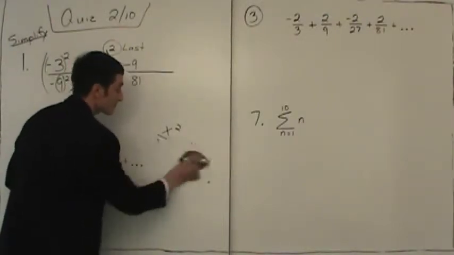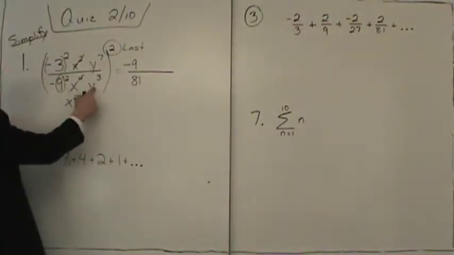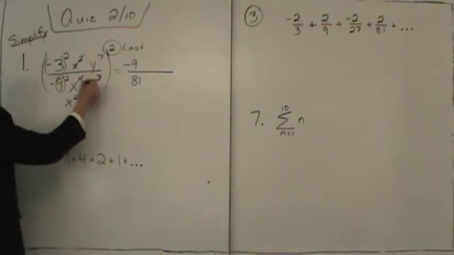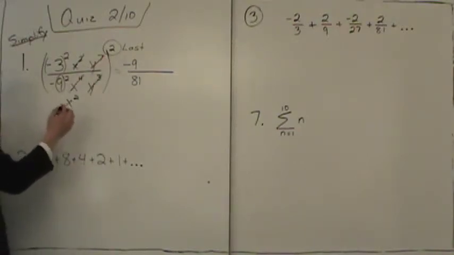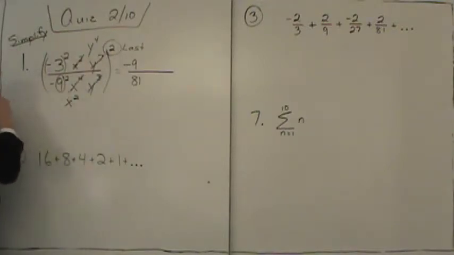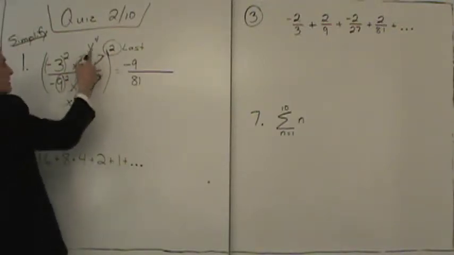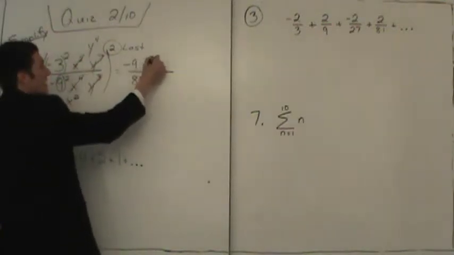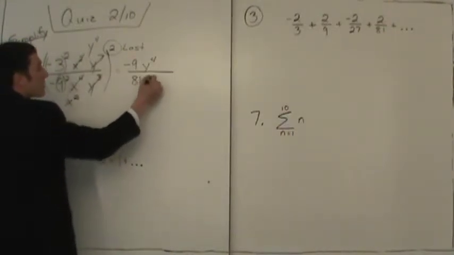Now, looking at y to the third and y to the seventh. 3 y's cancel with 7 y's, leaving how many y's? Well, hopefully you say 4 y's. Where? 4 y's on the top. So we have y to the fourth on the top, and we have x to the second power on the bottom.